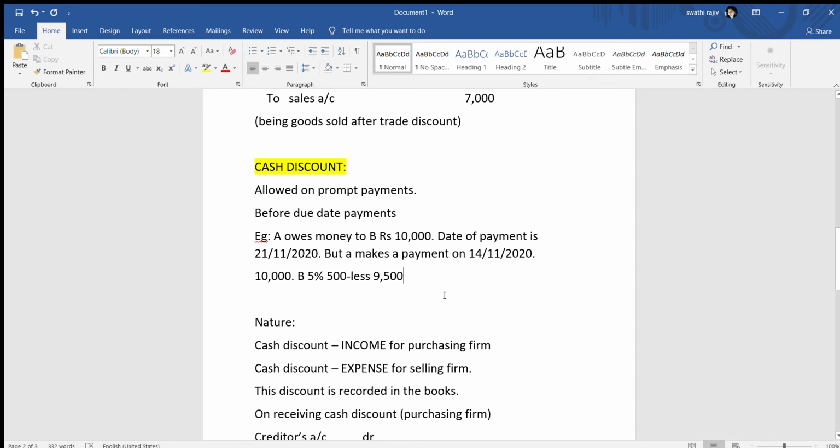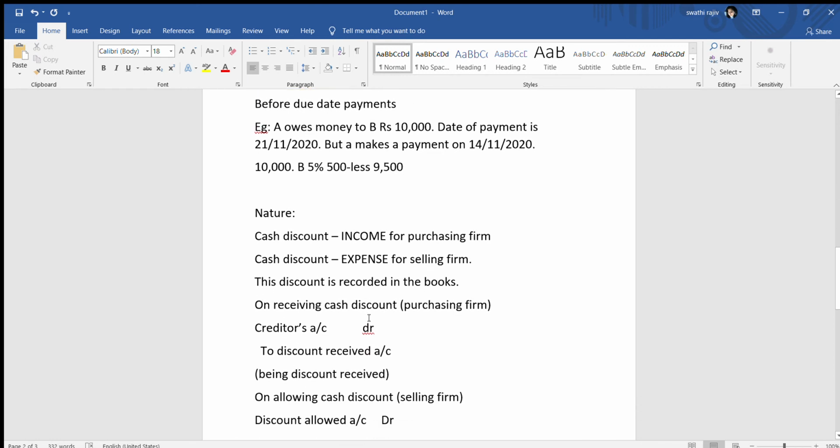That is cash discount. So what is the nature of cash discount? For writing journal entries, cash discount is always taken into consideration. You have to record cash discount. How is it recorded? Cash discount is an income. If you are a purchaser, it is an income for you. A had to give money to B, 10,000, and B is telling him, no need to pay me 10,000, just pay me 9,500. So this 500 rupees is an income for you.